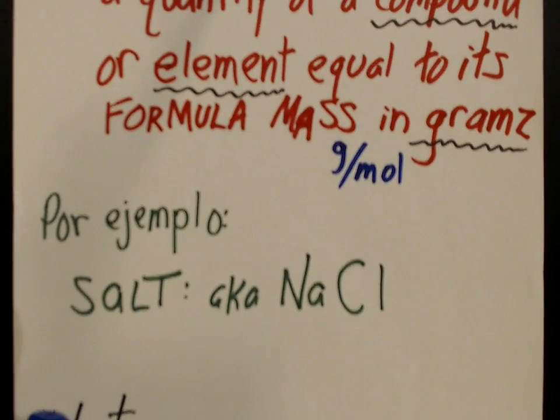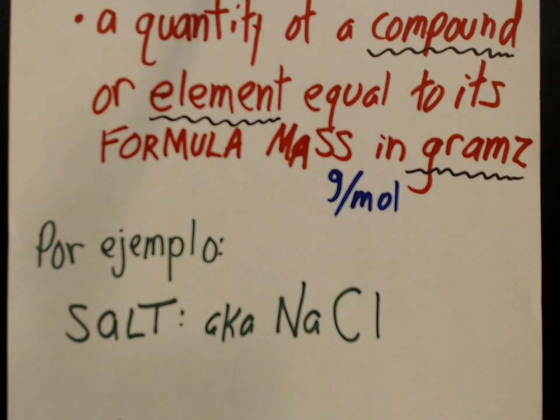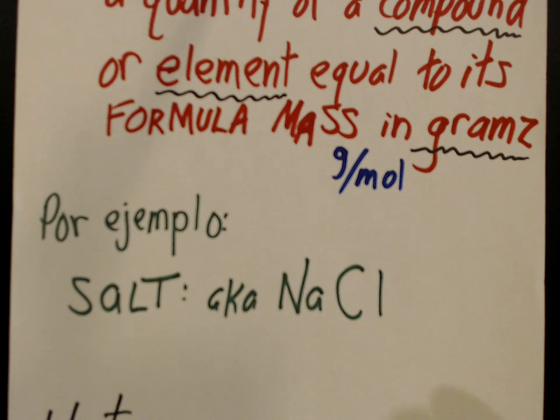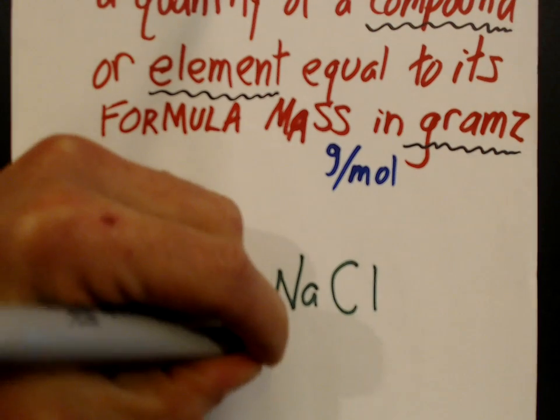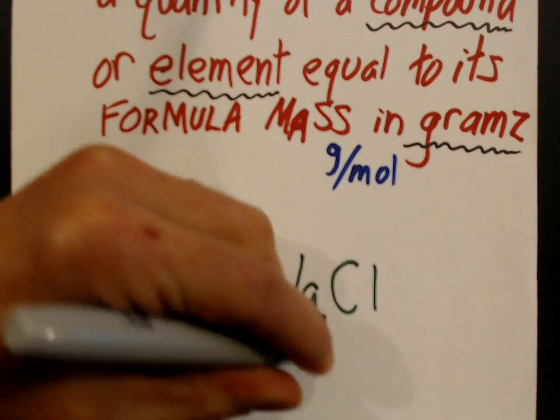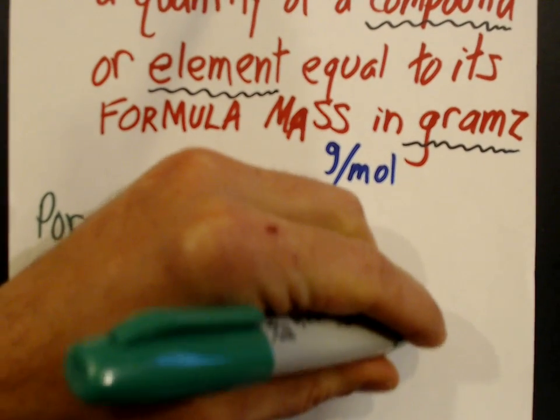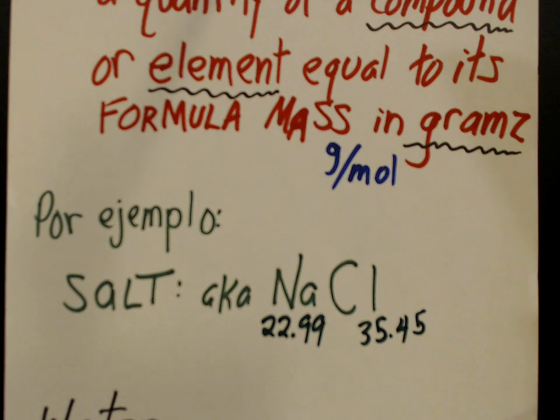Maybe an example will help. All right, por ejemplo, I think that's Spanish. Let's take our good friend salt, aka sodium chloride, table salt. Let's calculate the formula mass of sodium chloride. There's 1 atom of sodium, whose mass comes in at 22.99, and there's 1 atom of chlorine that comes in at 35.45. That's taken from the periodic table and rounded to 2 decimal places.